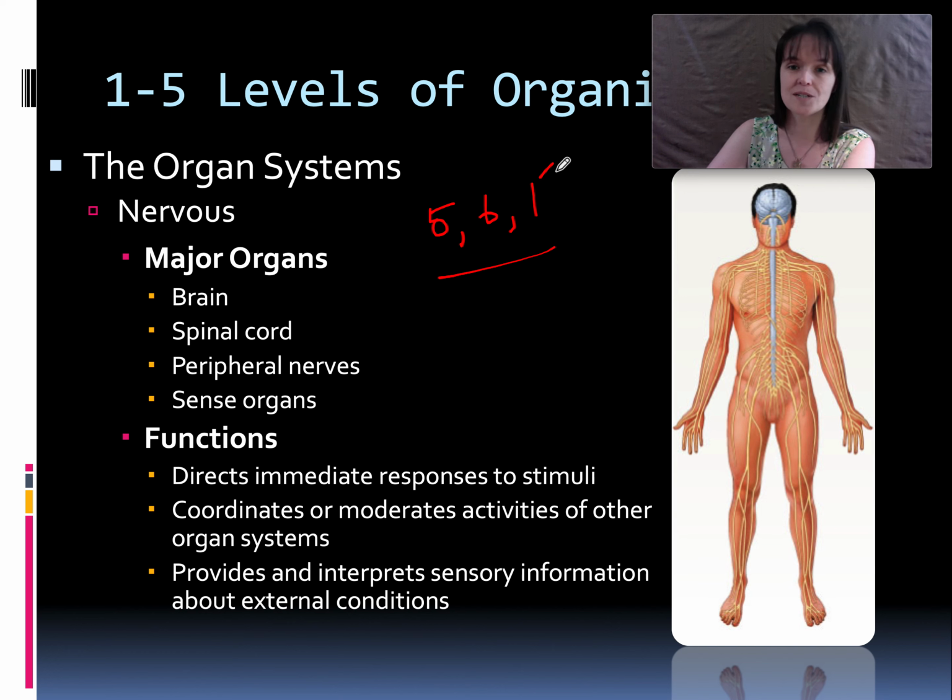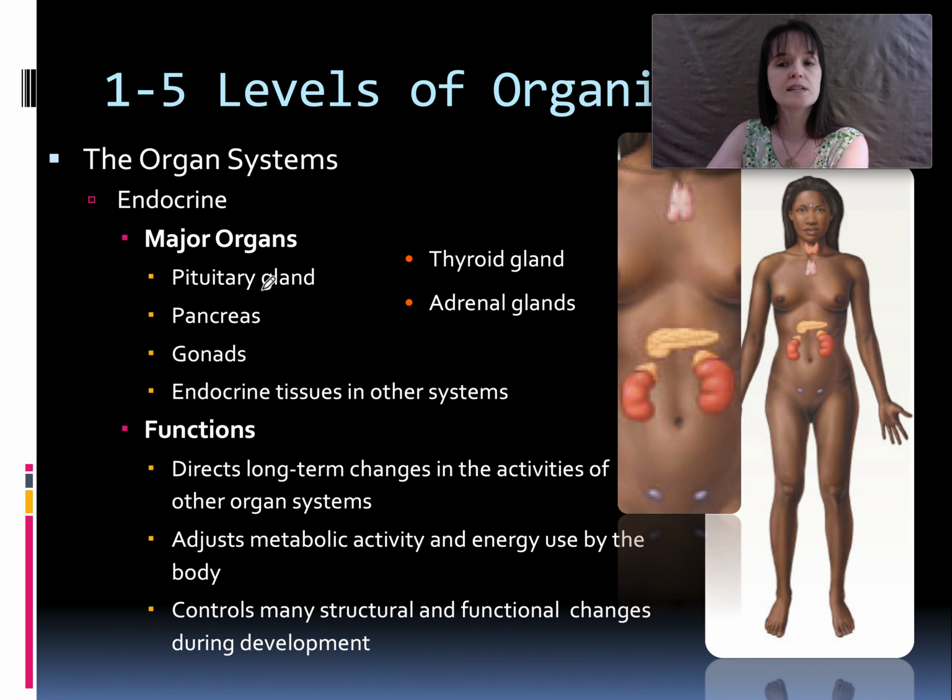This one will be special senses. And this includes the brain, the spinal cord, all of the nerves, and all of the sense organs. And it directs your immediate response to stimulus, coordinates everything else, and sensory information is interpreted. Okay, and then endocrine system is 2402, test 2, and I'm sure you've heard about this one.